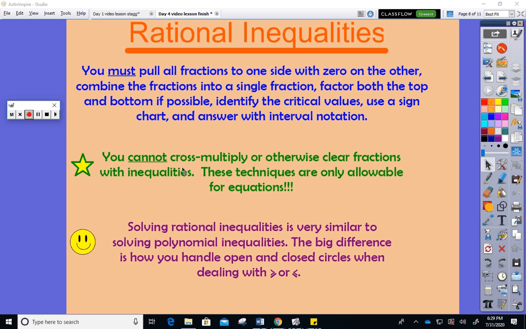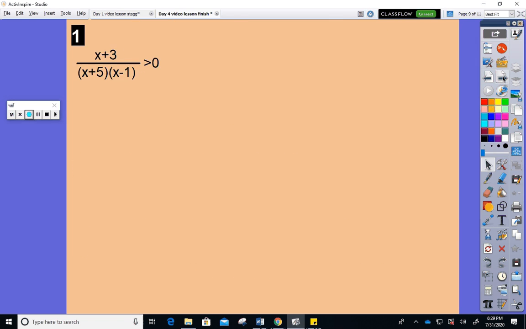With equations, we want to clear fractions. But with inequalities, you're not allowed to. So you've got to commit to memory: equations, you clear; inequalities, you don't. Otherwise, it's very similar. I'm going to go through 3 examples with you. Once you get the hang of it, life's going to be good. But I'll show you what not to do on some of the next 2 problems.